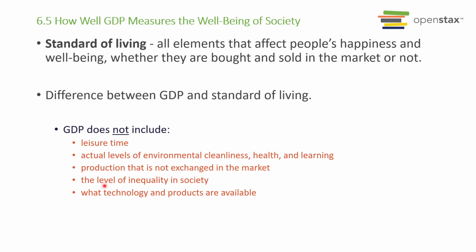GDP does not include the level of inequality in a society, so how much income the top earners are making compared to the incomes of the bottom earners. What's the gap between the two of them? GDP does not include that. GDP is an average. We're taking, again, total GDP and dividing by the population. That gives you an average amount of income each person earns. It does not tell you how the gaps between the top and the bottom look. All right. And GDP does not include technologies and products that are available as well. So it's important to consider, again, what the weaknesses and the strengths are.